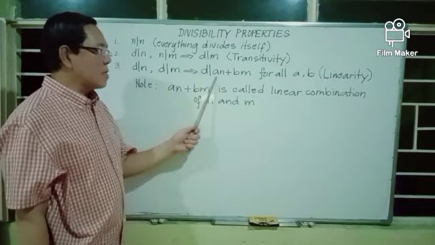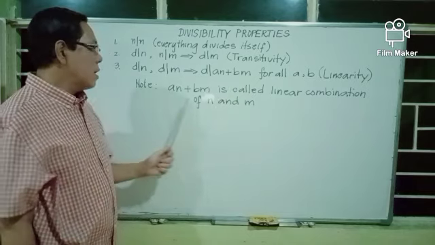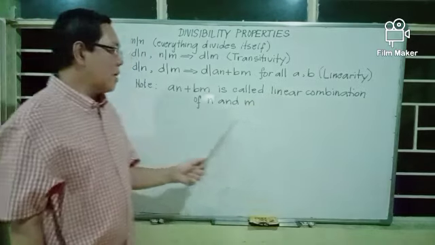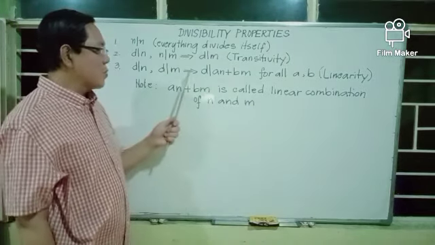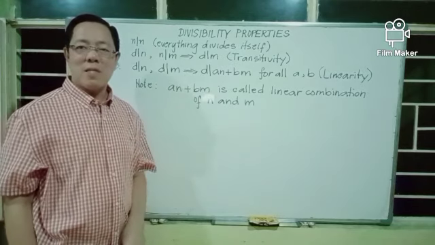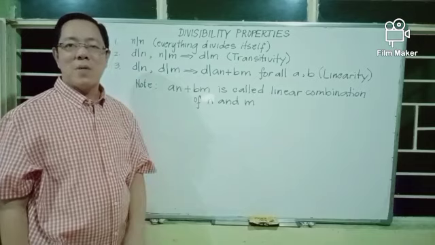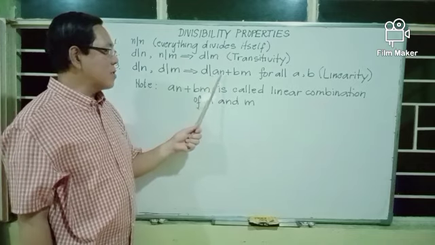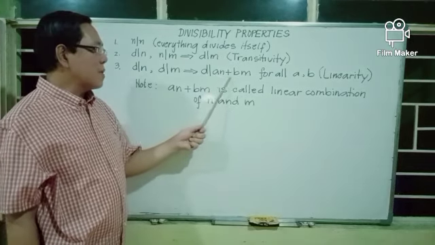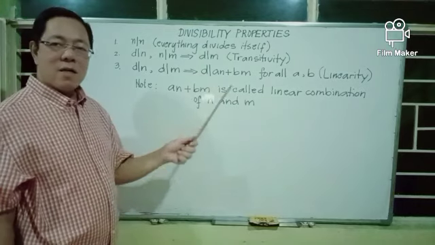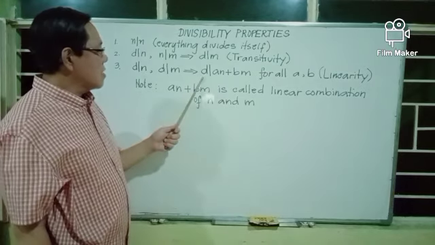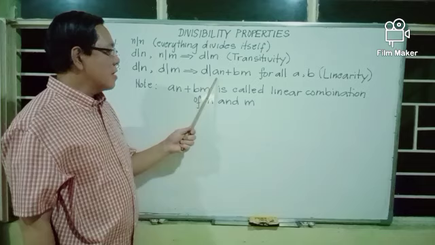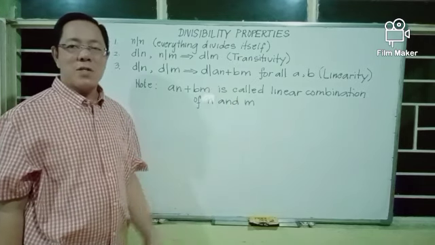And you take note that this expression an plus bm is called the linear combination of the integers n and m. That is why this third property of divisibility is called the linearity property, because all linear combinations of integers n and m, for all a and b, are multiples of d. That is, d divides the linear combination of n and m for all integers a and b.